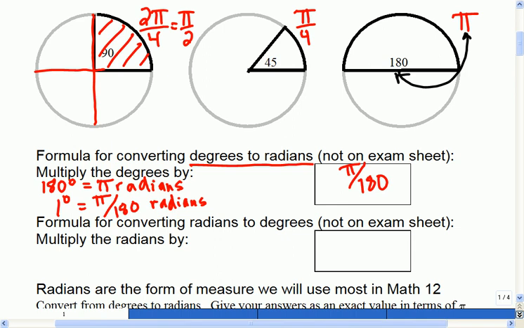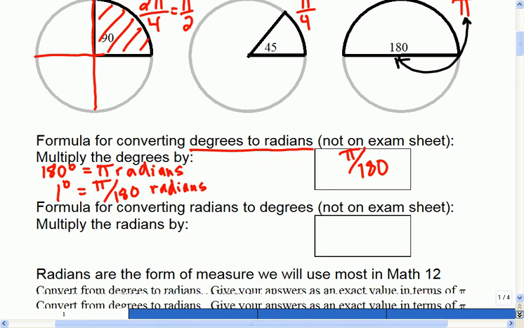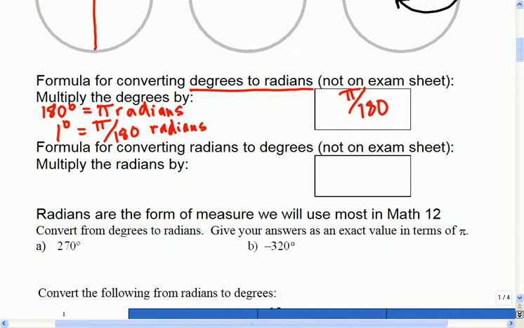Okay? So that's why I'm going to multiply by pi over 180. So I had 30 degrees. Each one of them is worth pi over 180. So 30 times pi over 180 gives me the number of radians. Okay? So similarly, if we wanted to figure out how do we go from radians to degrees this time, can anybody think of what constant we could multiply by?